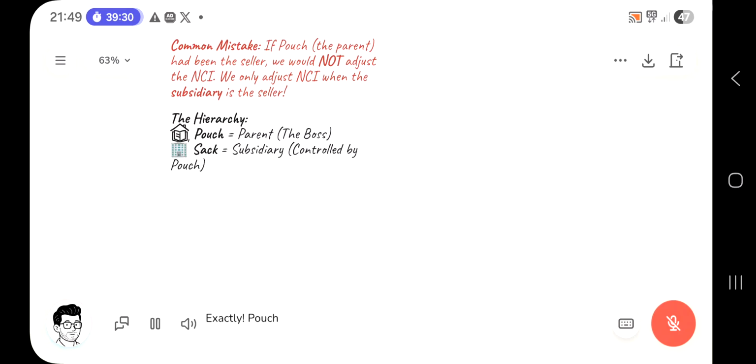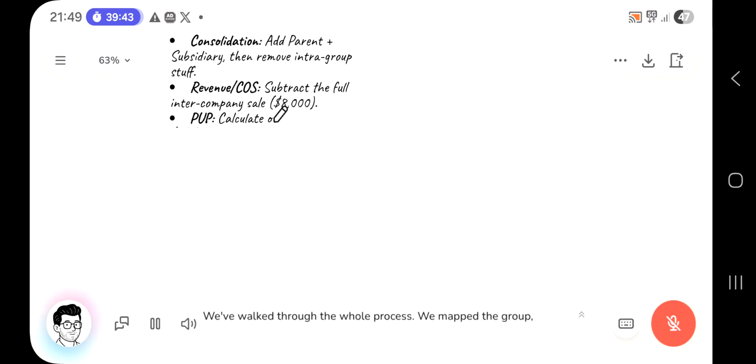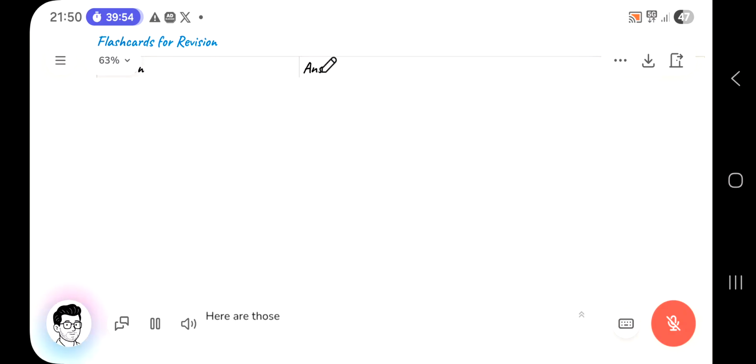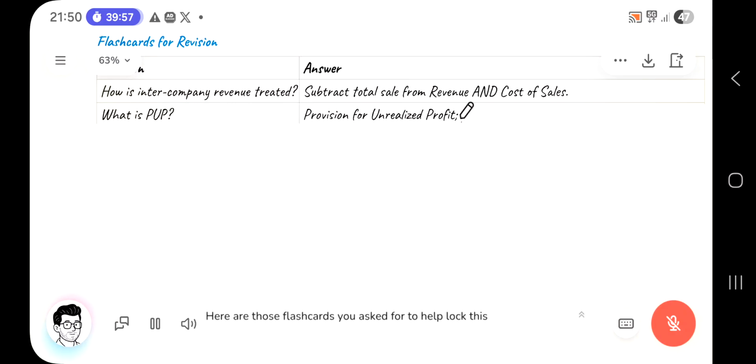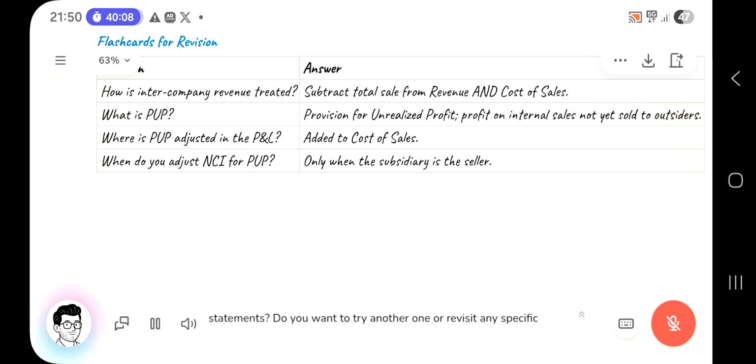Exactly. Pouch is the big boss, the parent company. They bought the 75% stake in SAC. We've walked through the whole process. We mapped the group, wiped out the internal sales, fixed the unrealized profit, and split the final earnings. Here are those flashcards you asked for to help lock this in. Since we finished the problem, how are you feeling about these consolidated statements? Do you want to try another one or revisit any specific part of this one?